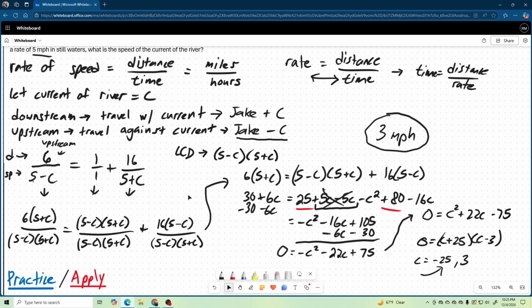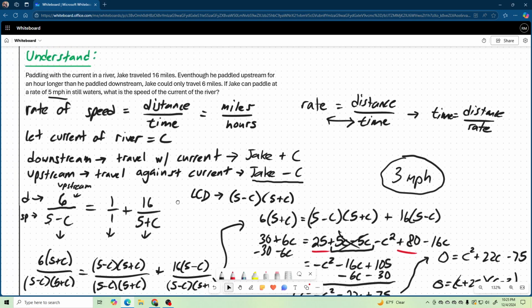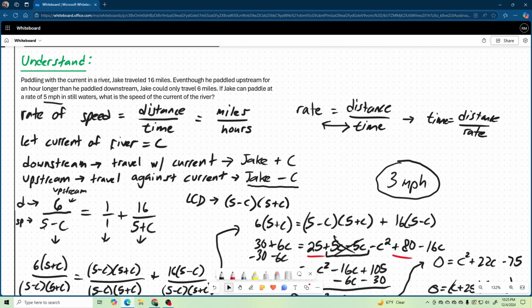But let's jump back into this one just to make sure we understand. The first thing we talked about was that a rate of speed is distance over time, in this case miles per hour. We're looking for the speed of the river. If Jake can paddle at a rate of 5 miles an hour, what is the speed of the current of the river? The thing we can compare is what it takes for the amount of time upstream to equal the amount of time downstream. That's essentially what we're trying to figure out.